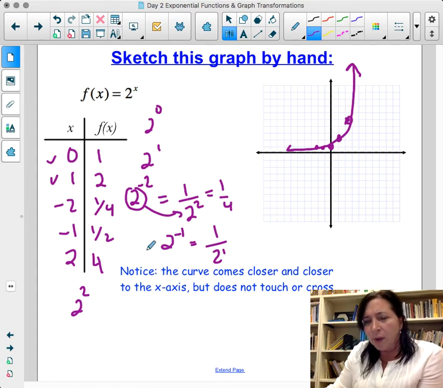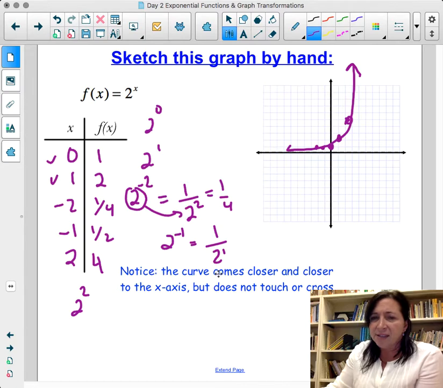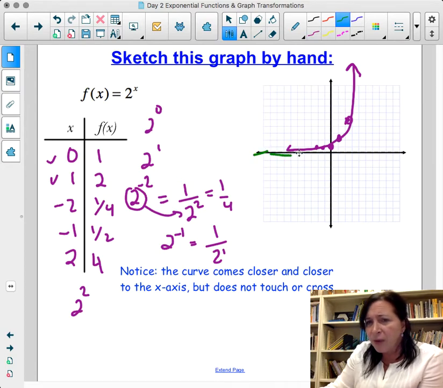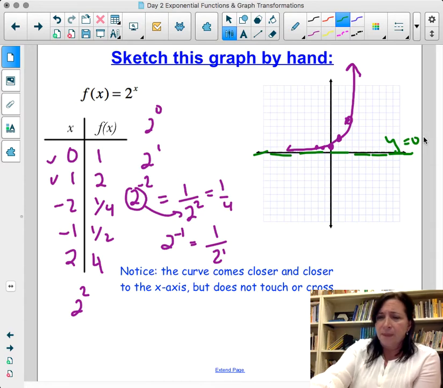It does go up very quickly. The curve does get closer and closer to the x-axis on the left side right here, but it will never touch because what you have is an asymptote at y equals 0, okay?